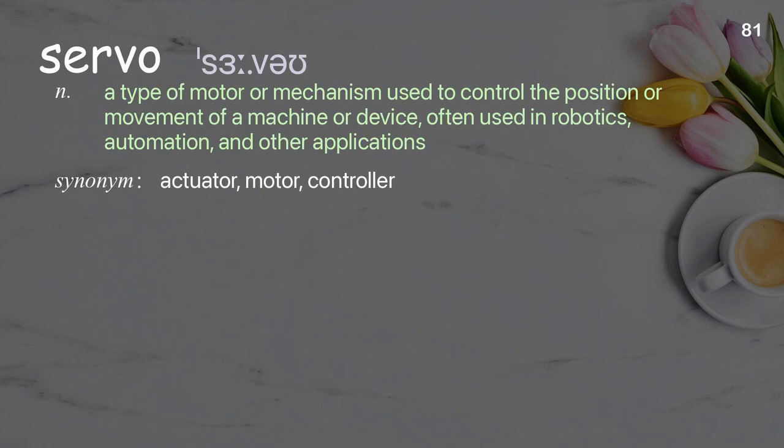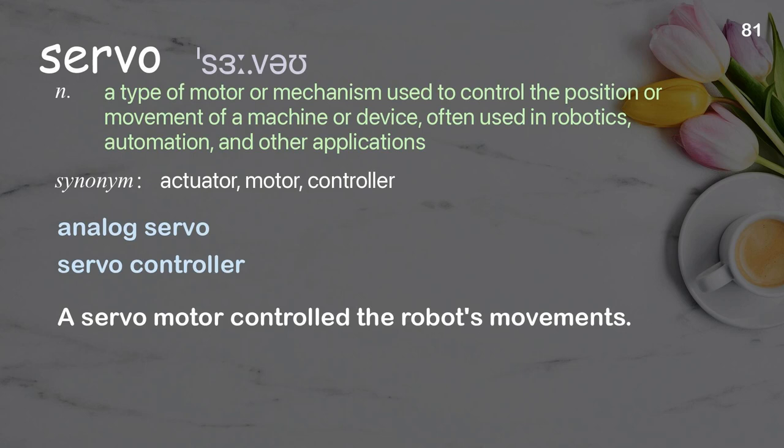Servo. A type of motor or mechanism used to control the position or movement of a machine or device, often used in robotics, automation, and other applications. Examples. Analog servo. Servo controller. A servo motor controlled the robot's movements.